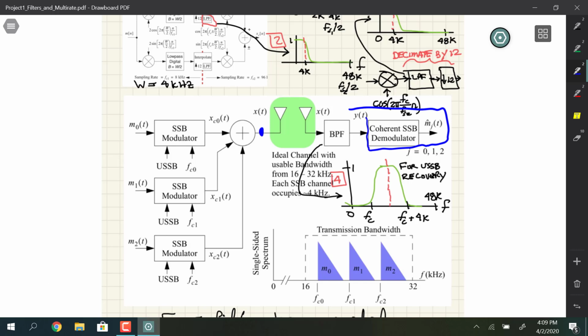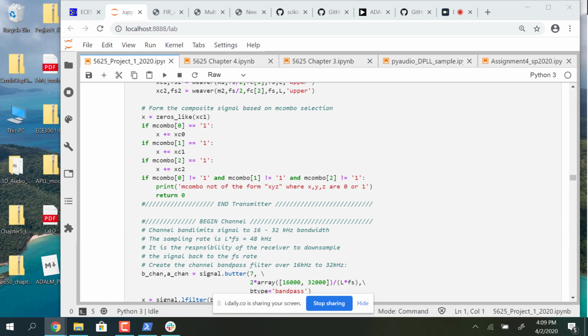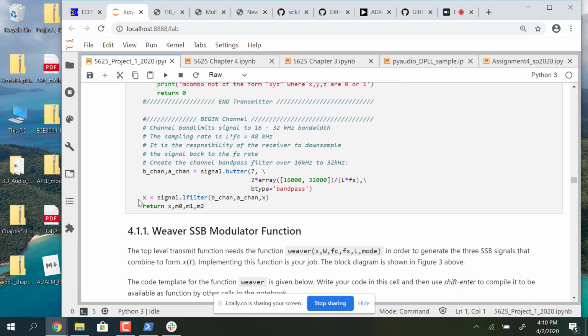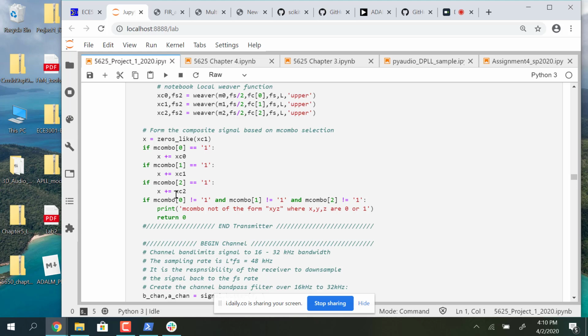And then in the top level function, I also have a channel model which is composed of a bandpass filter, and that bandpass filter says you can only place your channels between 16 kilohertz and 32 kilohertz. So that filter is designed right here, not using my functions, but using the butter function, which is in scipy.signal, to just be a bandpass filter of 7th order, and then the signal that comes out of the modulators goes through that and comes out, and that's what finally comes out of this top level function.